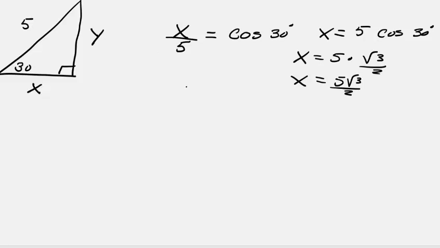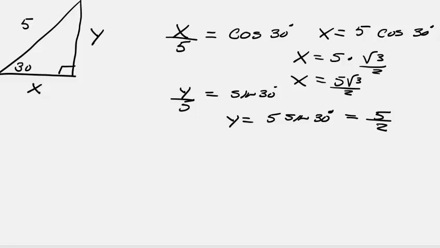If I want to find y, I could say y over 5 is equal to the sine of 30 degrees. Y is equal to 5 times the sine of 30 degrees. But again, we know the sine of 30 is 1/2, so the answer would be 5 over 2.